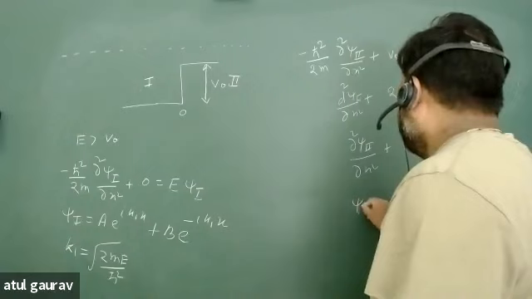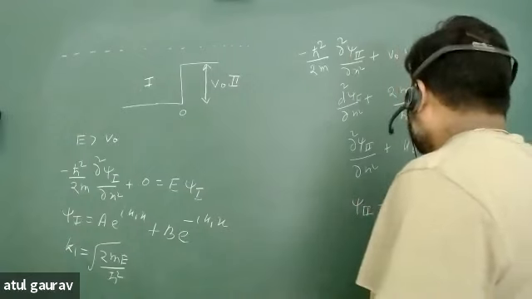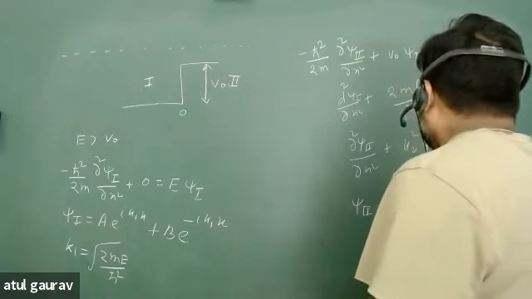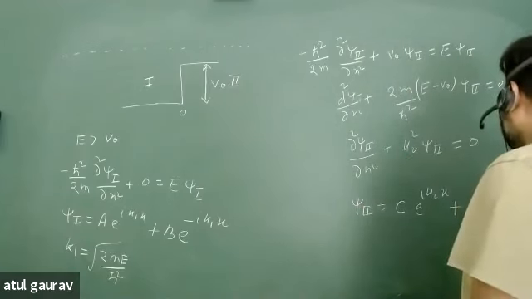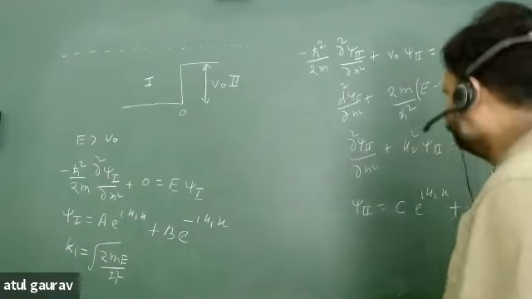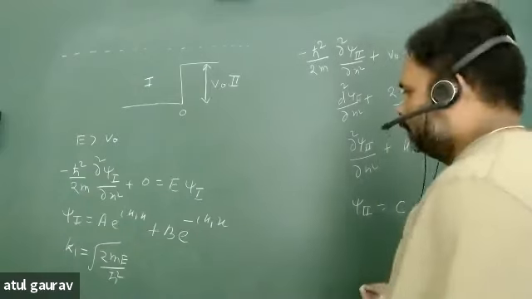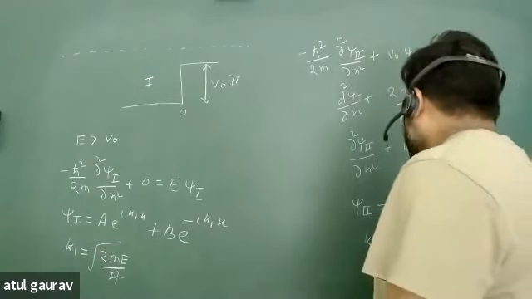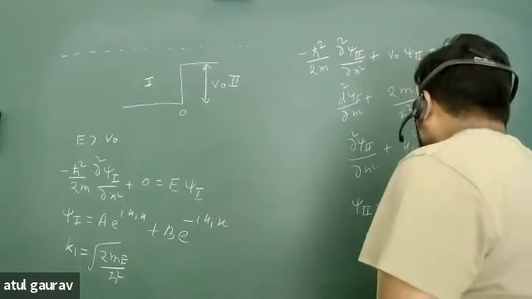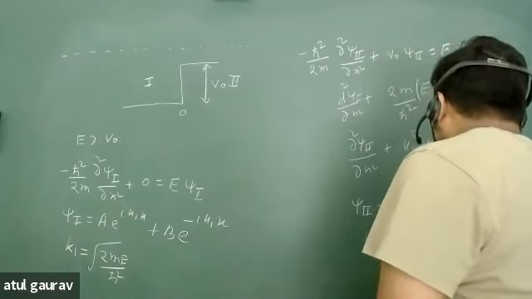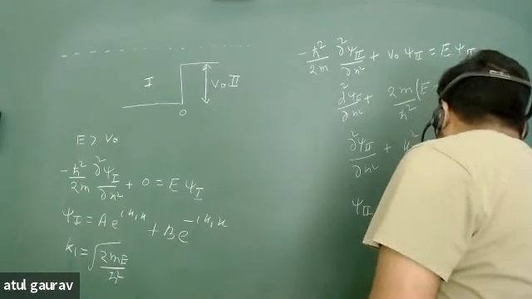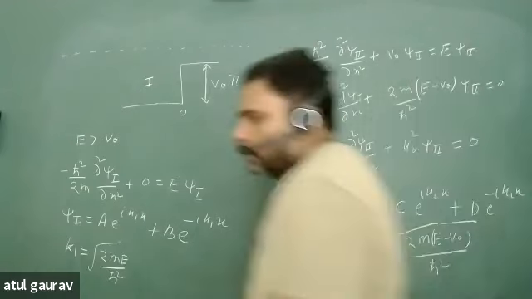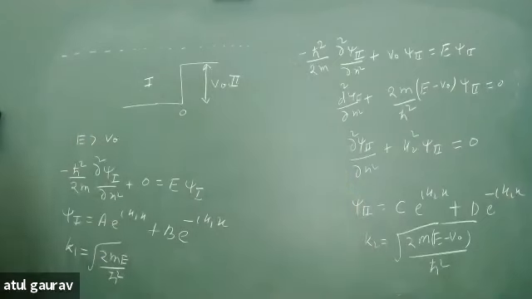The mathematical solution is psi 2 equals C e to the power i k2 x plus D e to the power minus i k2 x, and k2 is root under 2m(E minus V naught) upon h cut square. So these two are right now. Just copy it, then we will go for the next level.